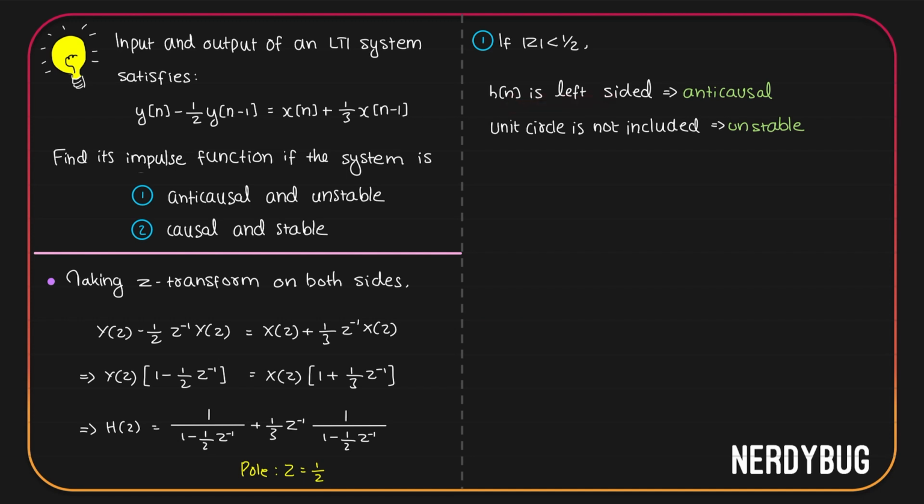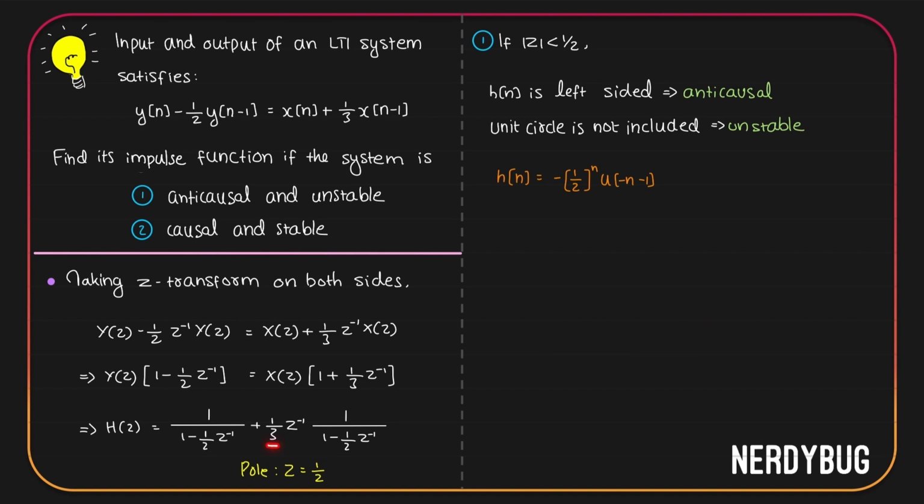Here h of n is left-sided, so let us try to find the inverse z transform for h of z that is given over here. Let us write h of n. The first term is 1 by 1 minus 1 by 2 z inverse. It is of the form 1 by 1 minus a z inverse. We already found h of n is left-sided, so its inverse is going to be minus a raised to n u of minus n minus 1. Here a is 1 by 2. So we get minus 1 by 2 to the power n u of minus n minus 1.